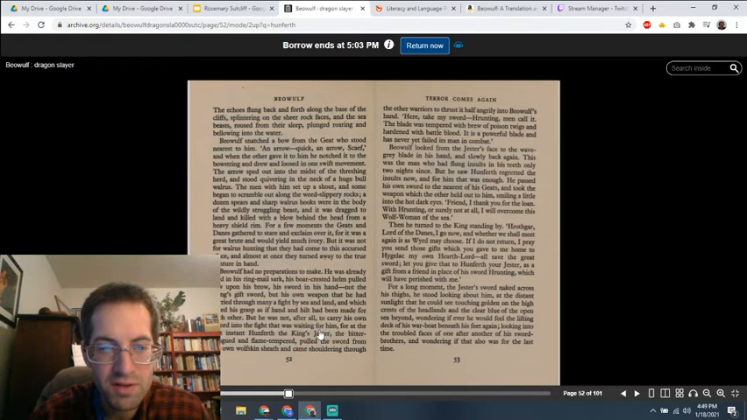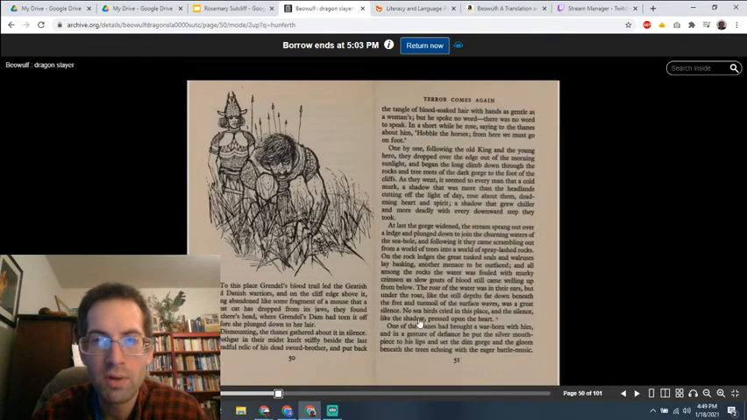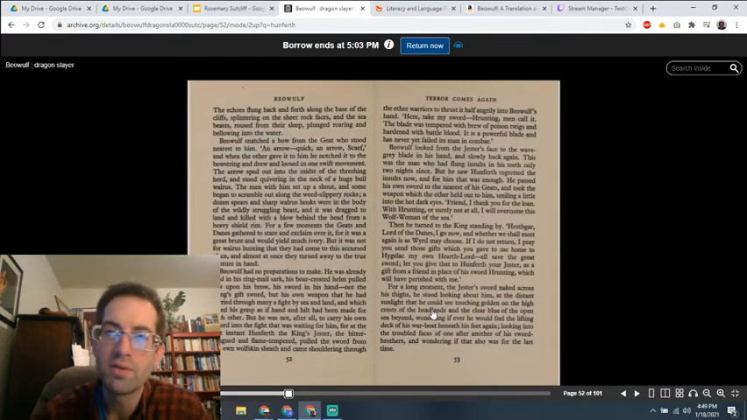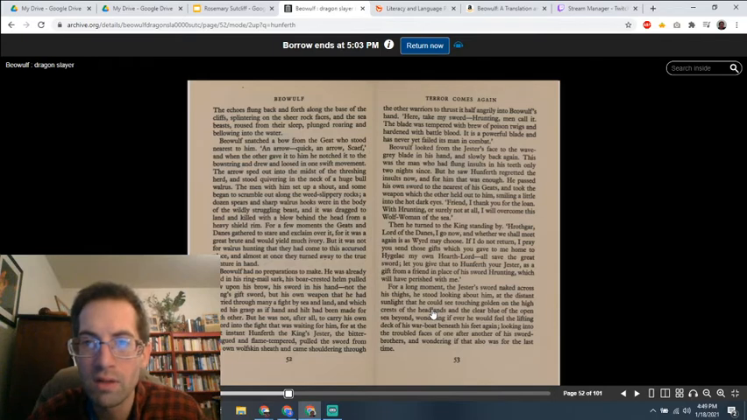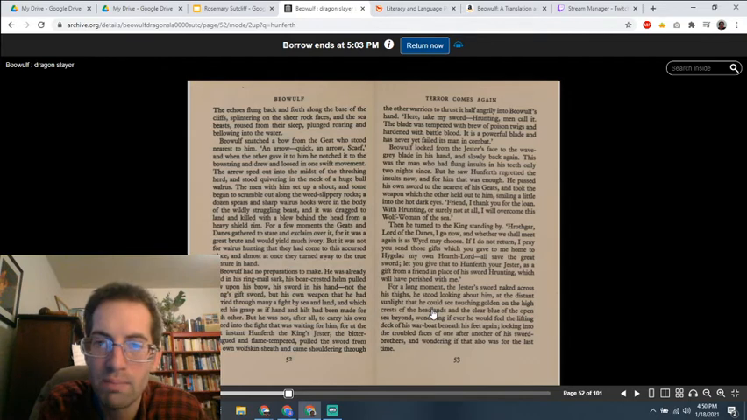Unferth, the king's jester, bitter-tongued and flame-tempered, pulled the sword from his own wolf-skin sheath and came shouldering through the other warriors, to thrust it half-angrily into Beowulf's hand. "Here, take my sword. Hunting, men call it. The blade was tempered with brew of poison twigs and hardened with battle blood. It is a powerful blade and has never yet failed its man in combat."